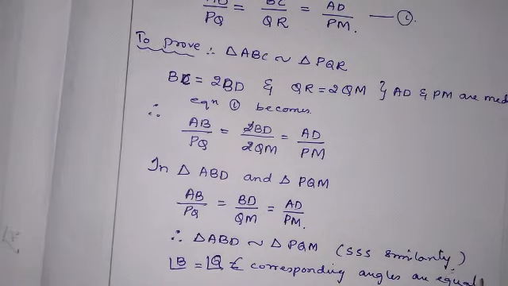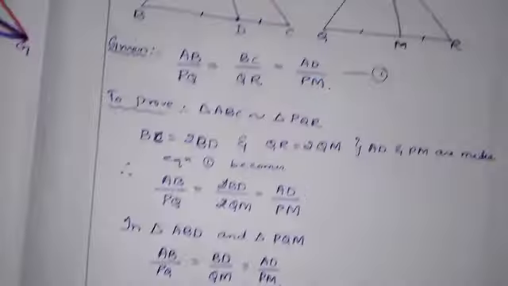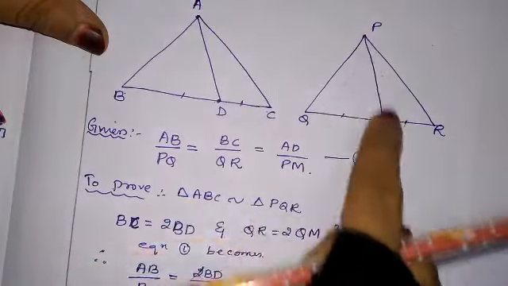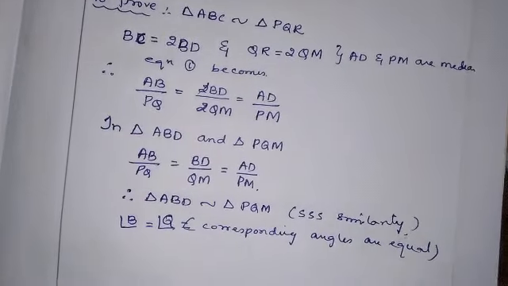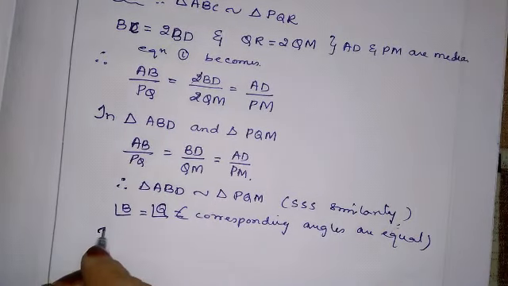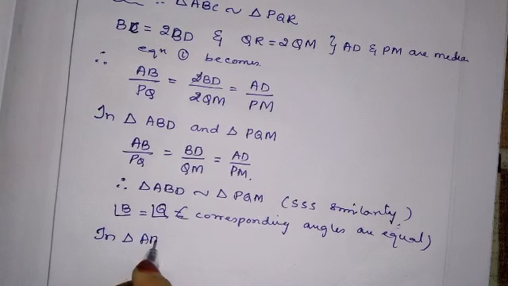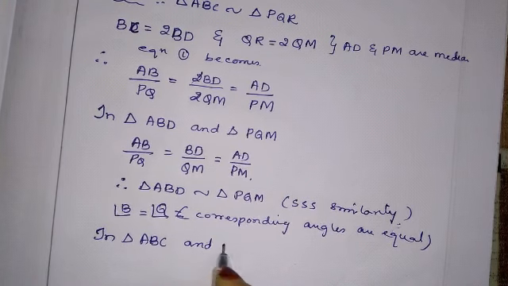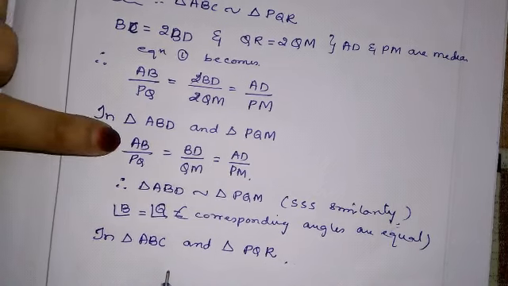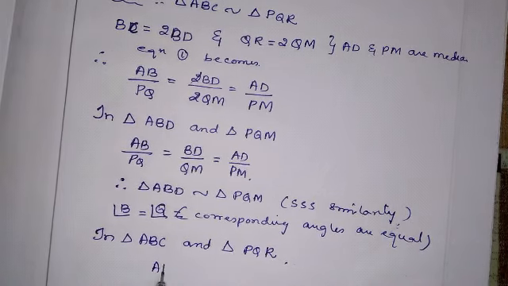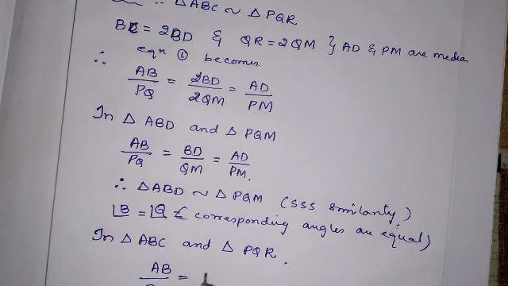Why? This triangle here is similar to this triangle, so their corresponding angles are equal. Now let us consider the whole triangle, triangle ABC and triangle PQR. We know that they have given AB by PQ is equal to BC by QR. They have given these two in the question.